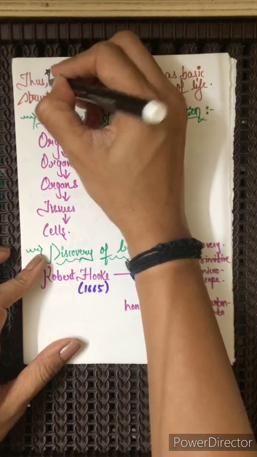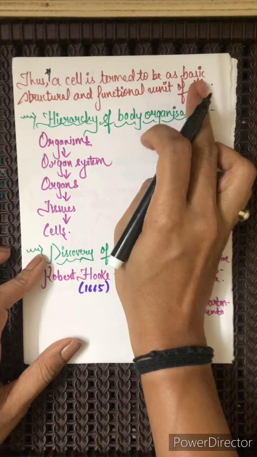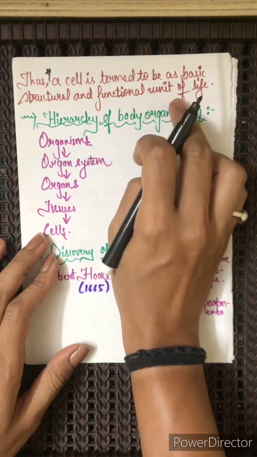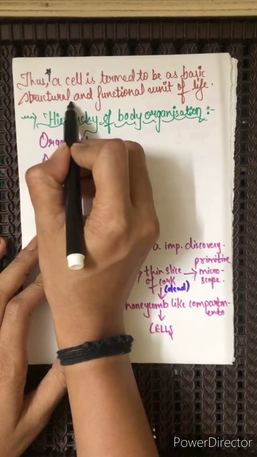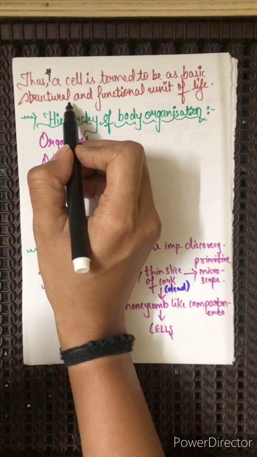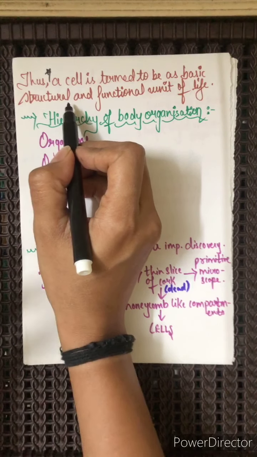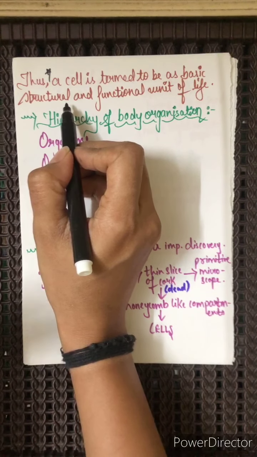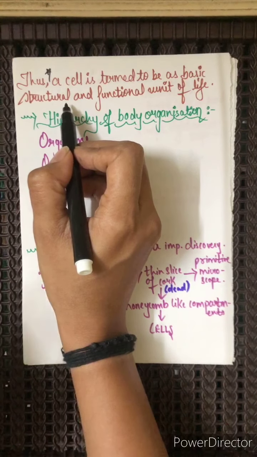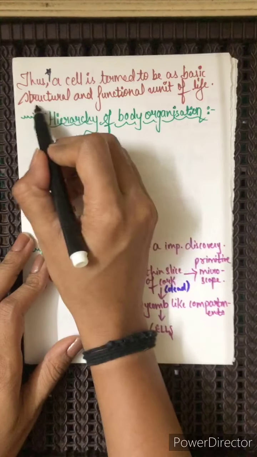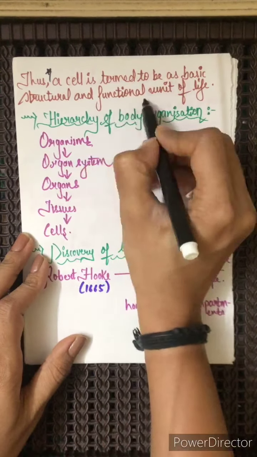This is very important. A cell is termed the basic, that is most common, structural as well as functional unit of life. Why is it termed structural? Because of a cell's structure we are able to get a particular structure in our body. Whether it is a plant, an animal, or a human being, all of them have a particular structure because of the structure of the individual cell. Therefore it is termed the structural unit as well as the functional unit.